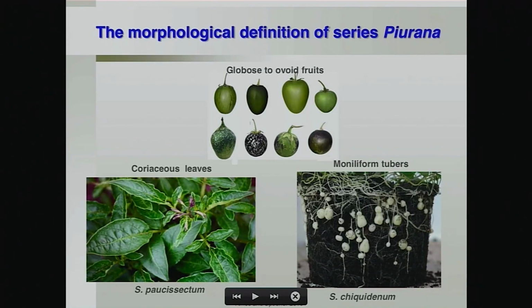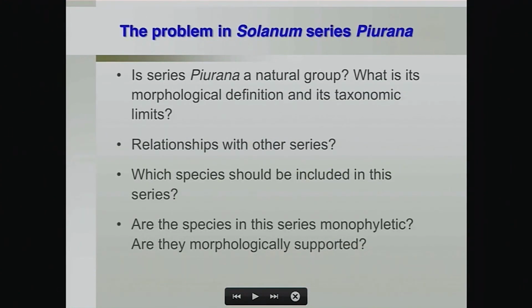A species in series Piurana was defined by COS if to have globose or ovoid fruits, coriaceous leaves, and moniliform tubers. These three characters define series Piurana by COS. Okay? But when people ran the analysis using morphological data in all the species of series Piurana, they found that also some of those characters were in a species from Conoshibacata and Mexistracorolova.